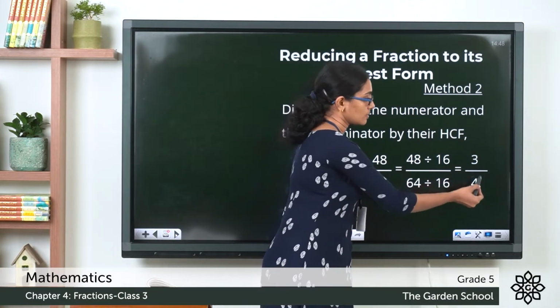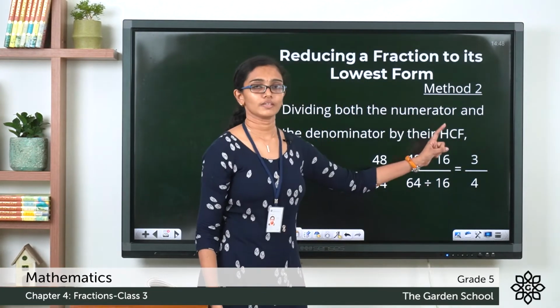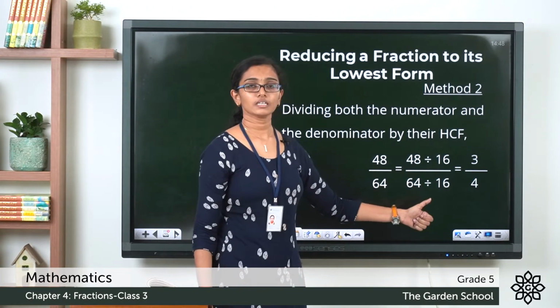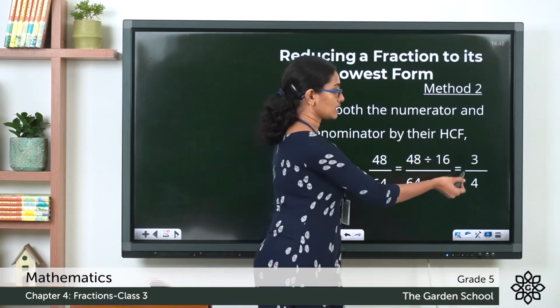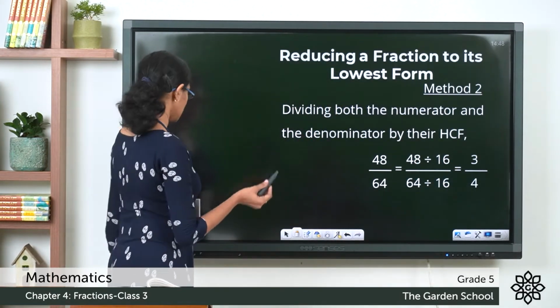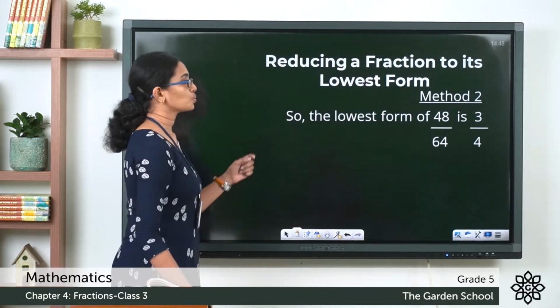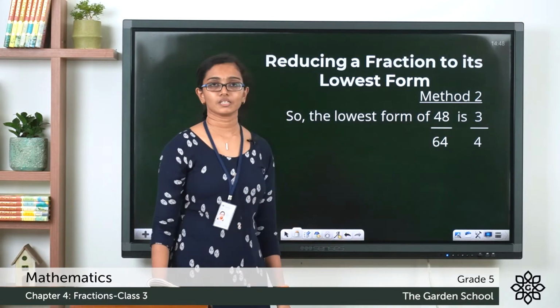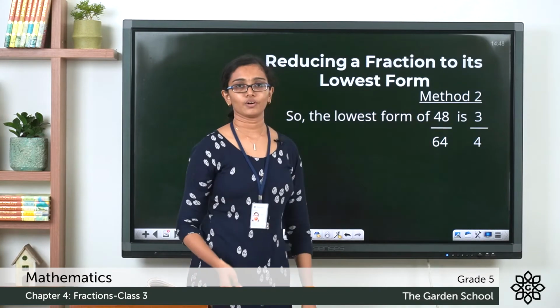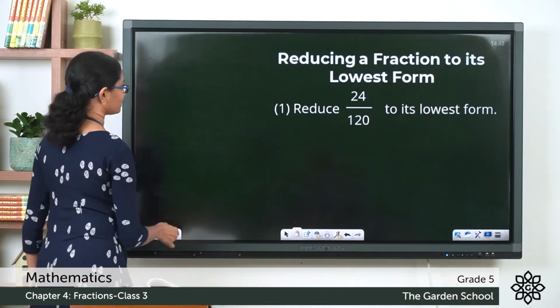So here we have the numerator and the denominator. Do they have any other common factor other than 1? No. So right now, this fraction 3 by 4 is in the lowest form. So with method 2, we have found out the lowest form of 48 by 64, which is 3 by 4. I hope you are clear with this.